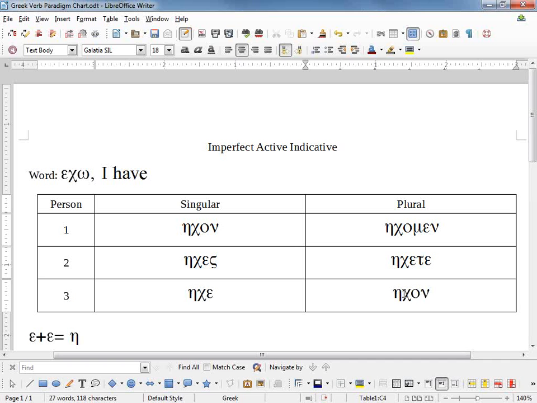So that's what happens whenever you have a verb that begins with an epsilon or a vowel. Okay. So I'll let you guys finish that, and then I'll show you guys the formula of these changes.